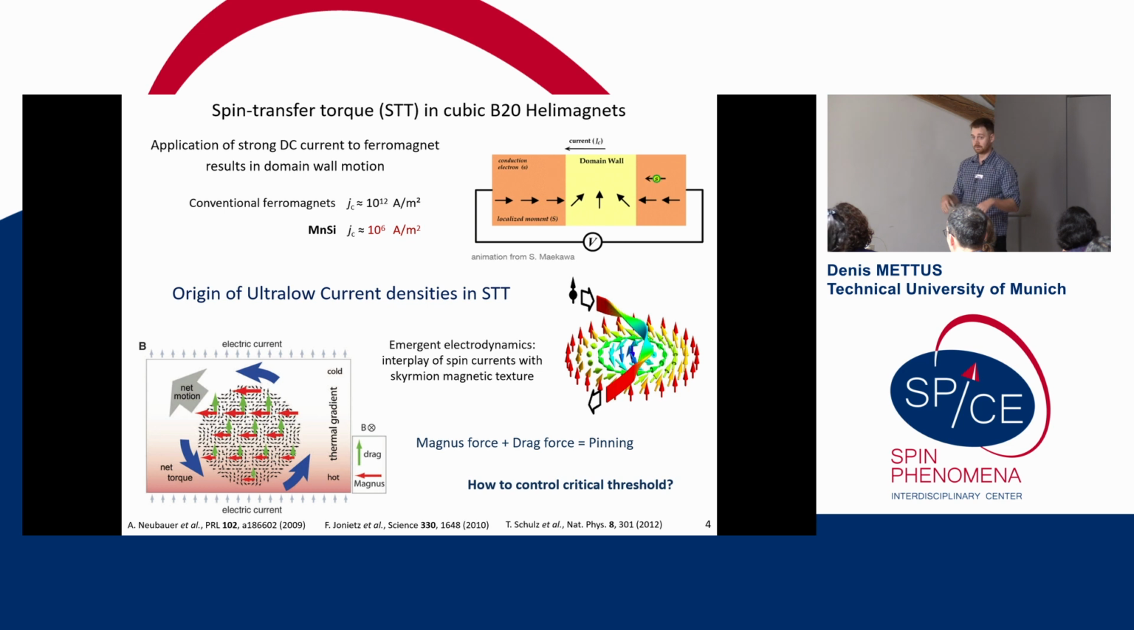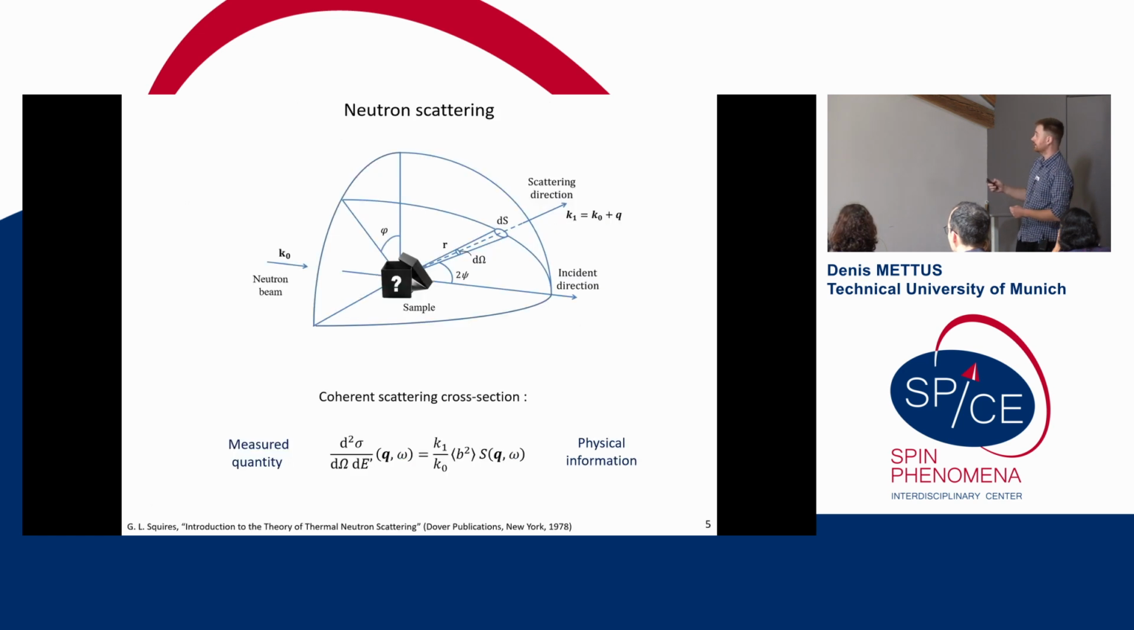And from our side, before we want to control the transition, we need to be able to controllably observe the transition as a function of different parameters. And with that, we use the help of neutron scattering.